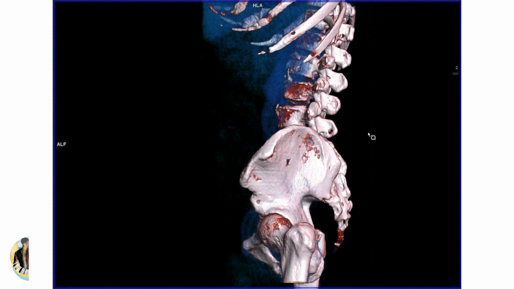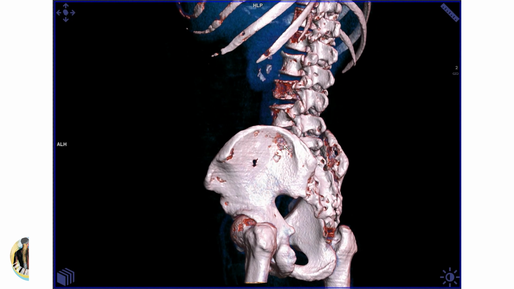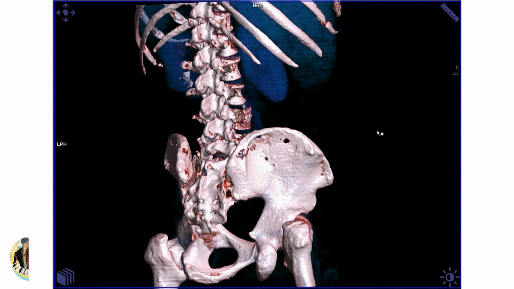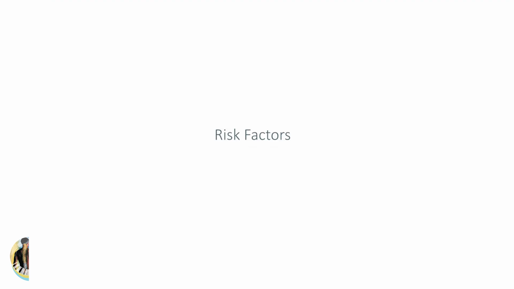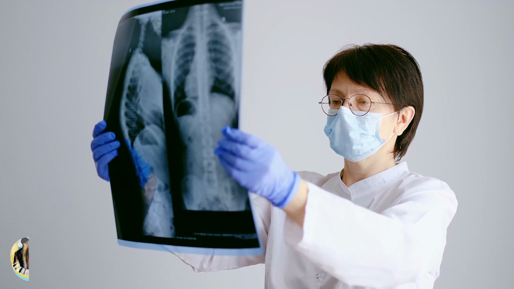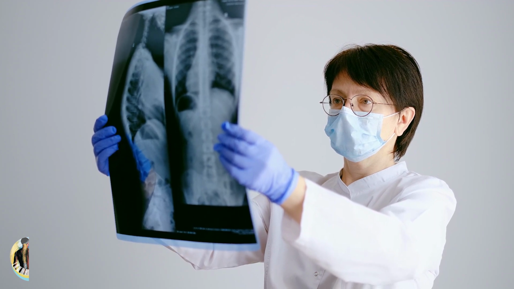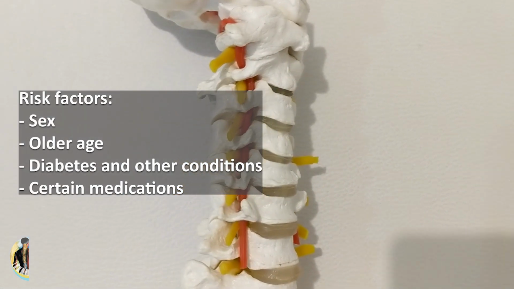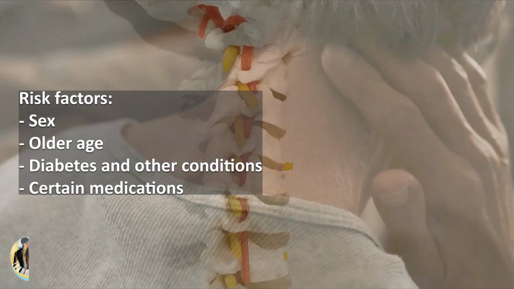Diffuse idiopathic skeletal hyperostosis is caused by the buildup of calcium salts in the ligaments and tendons and hardening and overgrowth of bone. But what causes these to occur is unknown. Doctors have some idea of what can increase your risk of the condition. Risk factors include sex, older age, diabetes, and other conditions and certain medications.